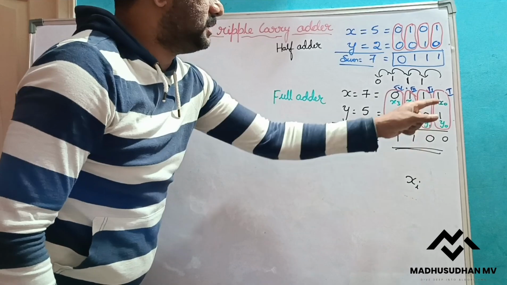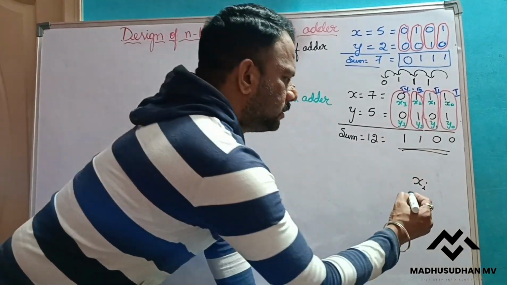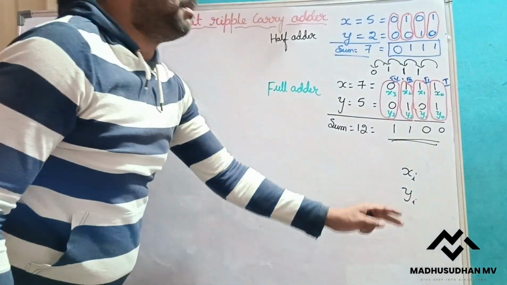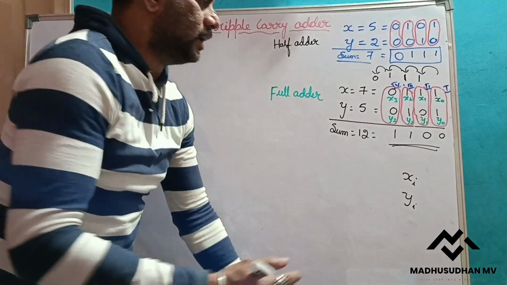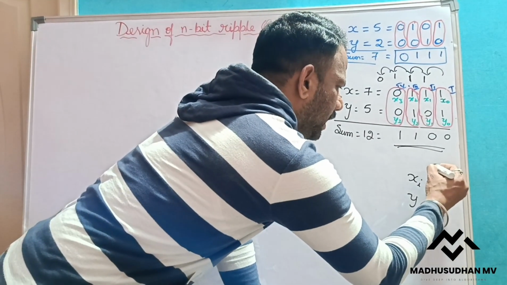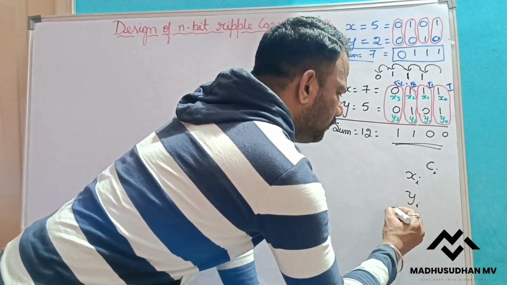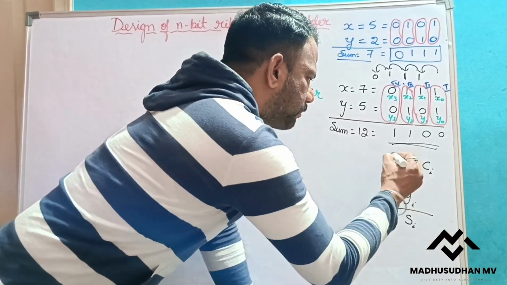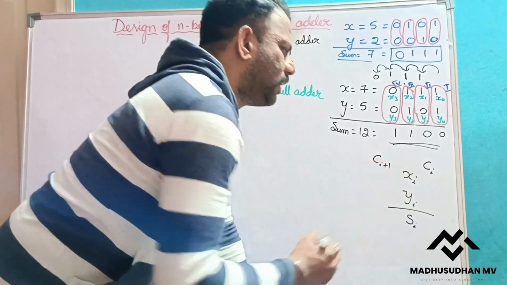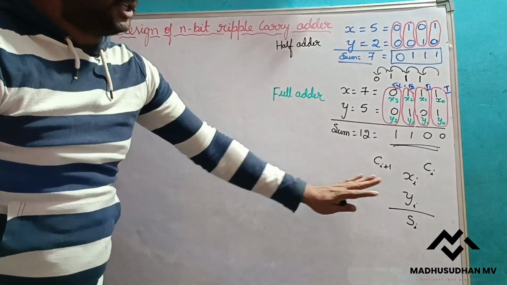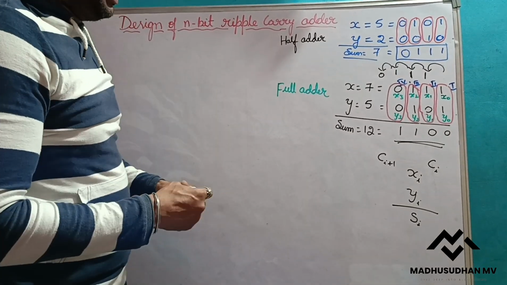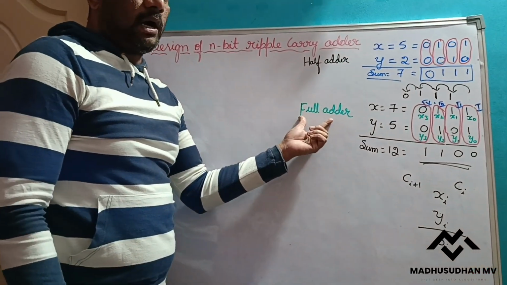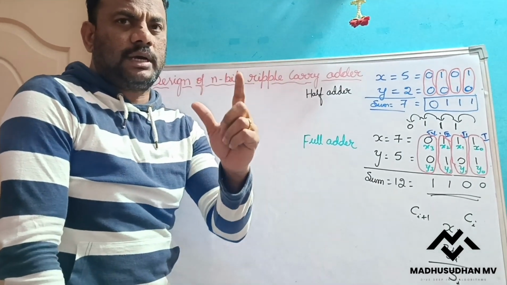In general, I am adding the ith bit, xi, yi, where i may be 0, 1, 2, 3, whatever. I need to add xi and yi with ci, and when I add these three, I get the sum bit, the ith bit, and it produces a carry to the next stage, ci plus 1. This is in general. So again, a full adder is an adder circuit which is used to add 3 bits at a time.